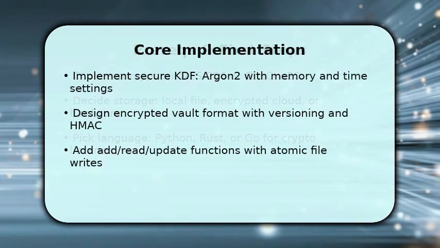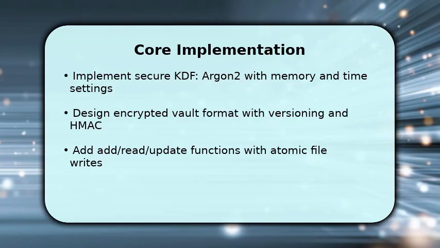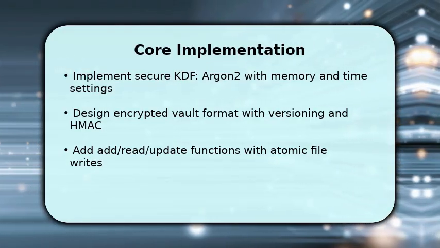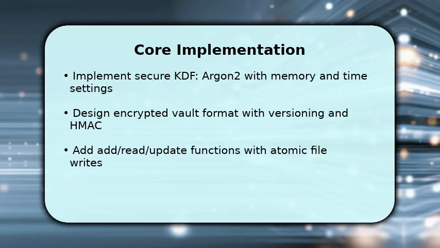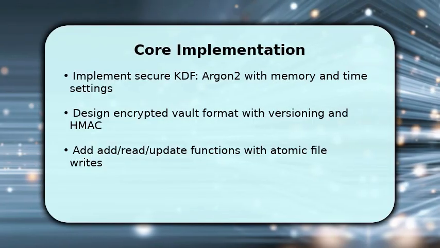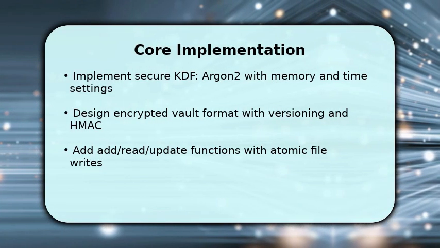You implement the core. Wire up Argon2 with sensible memory and time parameters and a unique salt per user. Then design an encrypted vault format including versioning and an HMAC for integrity. Once done, build add, read, and update functions that use atomic writes or file system temp rename to avoid corruption.